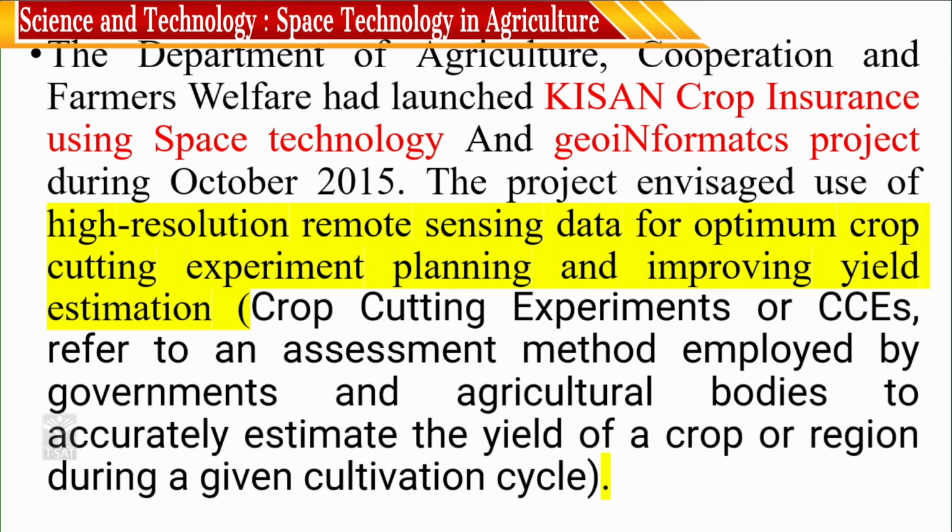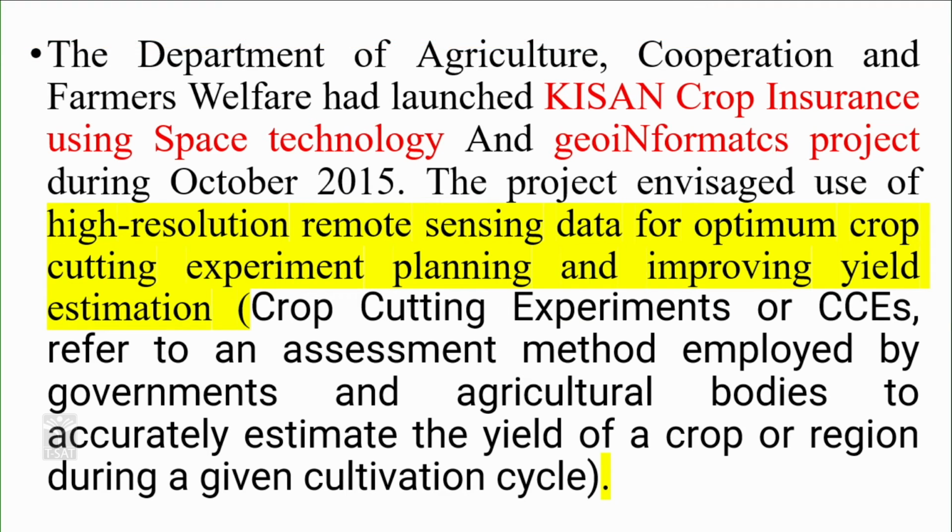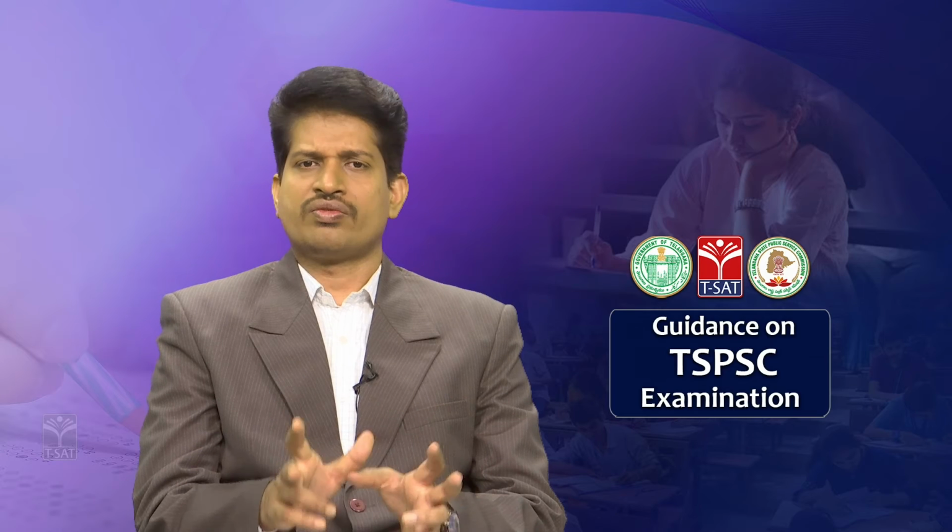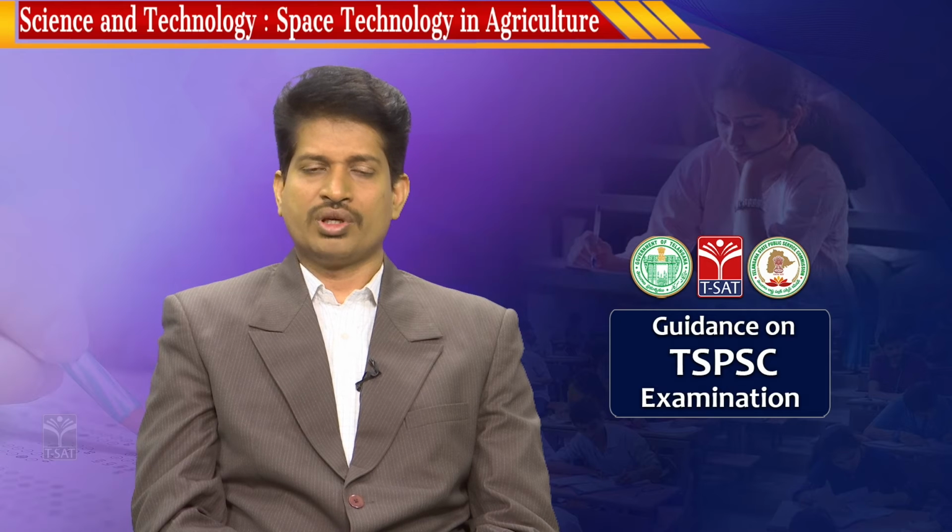So the Department of Agriculture, Cooperation and Farmers Welfare had launched the Kisan Crop Insurance using space technology and geoinformatics project. So based upon this, an insurance program has been working, to confirm whom needs to be served, to authenticate whether a certain region or farmer has been affected. To make this program serve the farmer, it can be confirmed with the help of the observations made with satellite technology, so that the right farmer will be provided the support required so that the farmers can be saved.